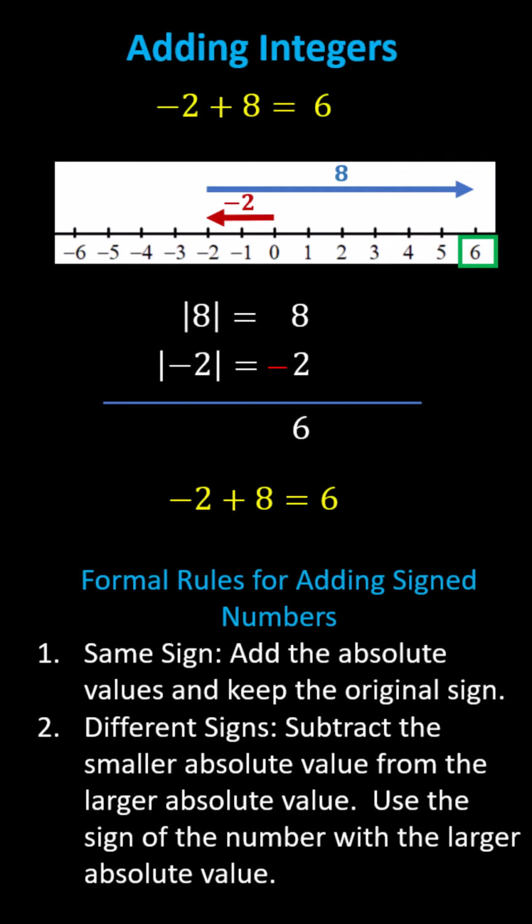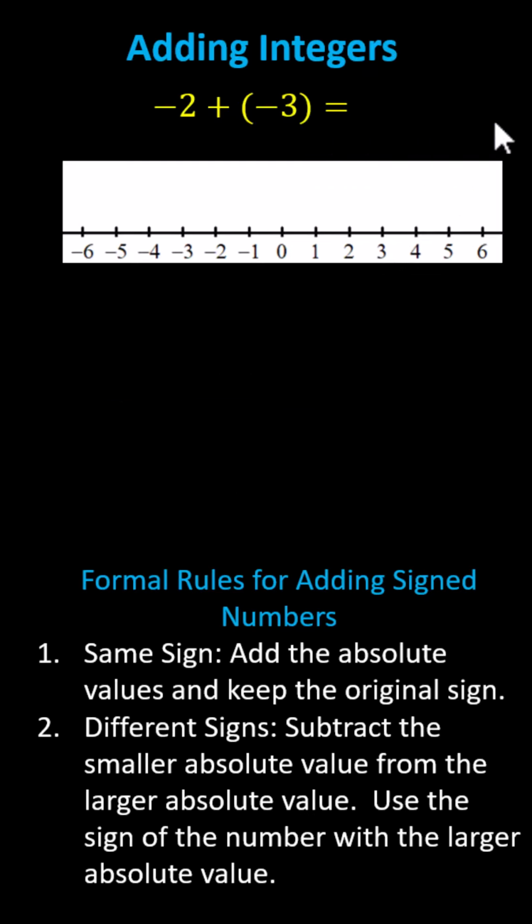Now for the last example, we have negative 2 plus negative 3. Using the number line, we first model negative 2 by moving 2 units to the left of 0, and then because we're adding negative 3, we move 3 more units to the left, giving us a sum of negative 5. Notice now we're adding integers with the same sign, both negative. Looking at the formal rules, we add the absolute values and keep the original sign.